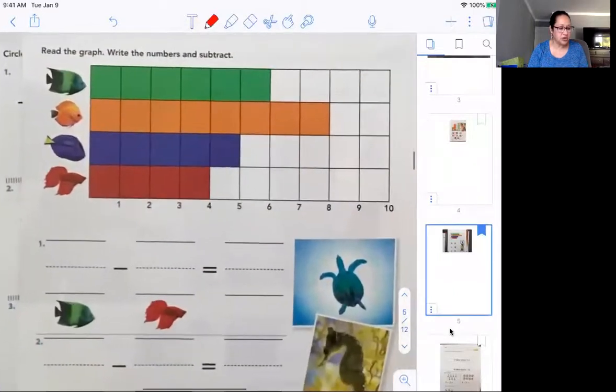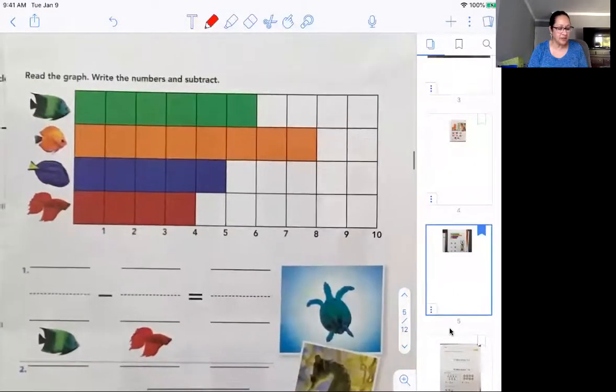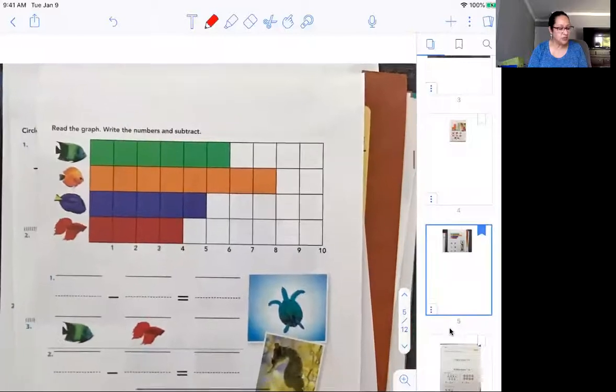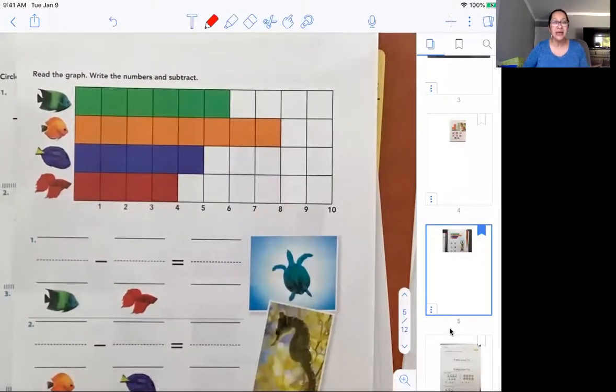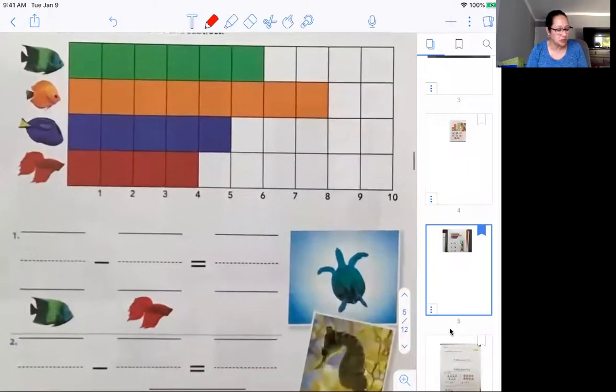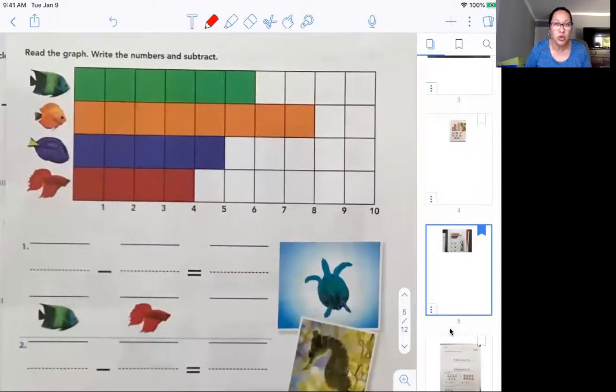All right, let's go over here. Do you see this in the back, flippity floppity? It says, read the graph and write the numbers and subtract. So again, you have to use this graph to answer your questions, or so you can work out these problems. First, you have to write the number problems, right?